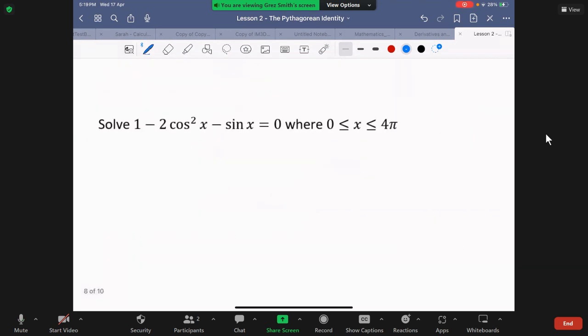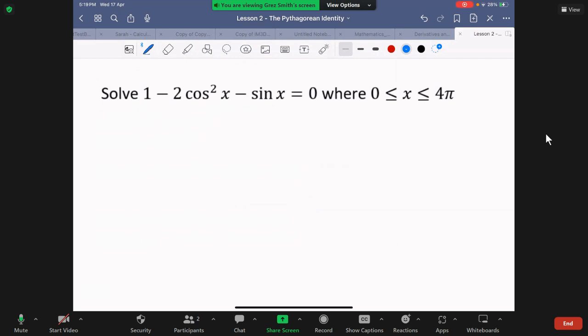All right. So you can see in this question that we're in radians, so your answer has to be in radians. The equation is defined in the limited domain of 0 to 4 pi. So we've got an equation to solve. Let's look through this equation. How can we solve it?